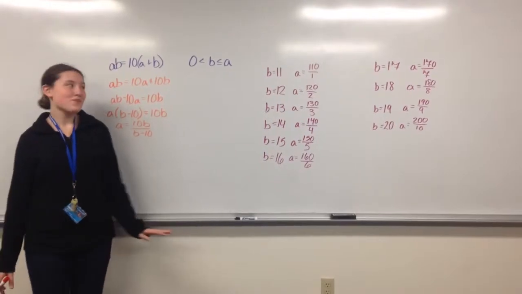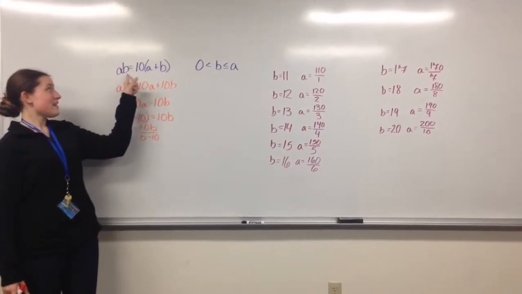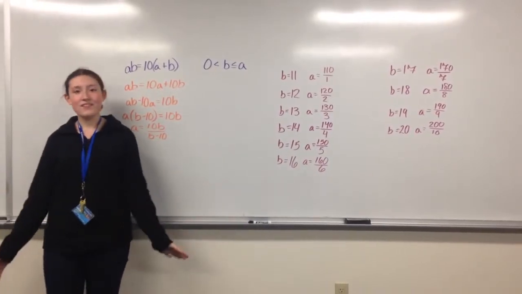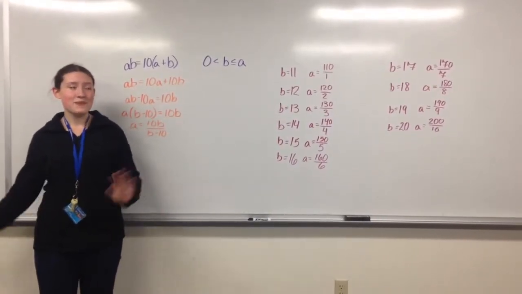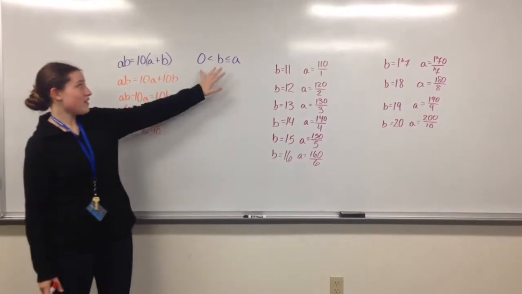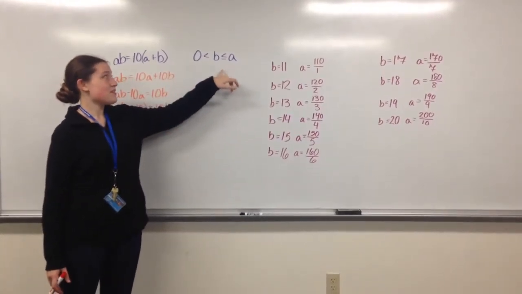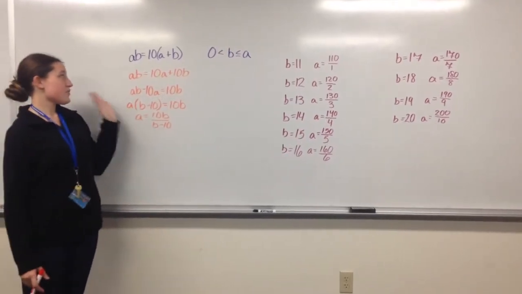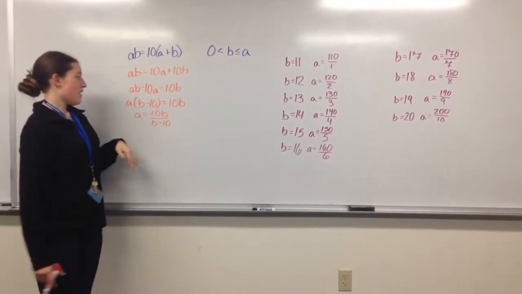So today we have the problem AB is equal to 10 times the quantity A plus B, and we need to find all pairs A, B that are within the interval 0 is less than B, which is less than or equal to A. So in order to do this, first we're just going to solve for A.